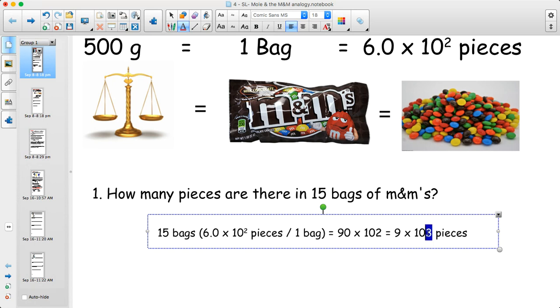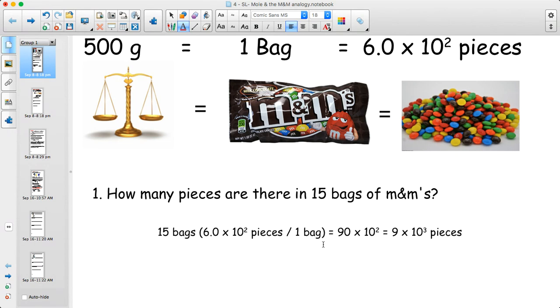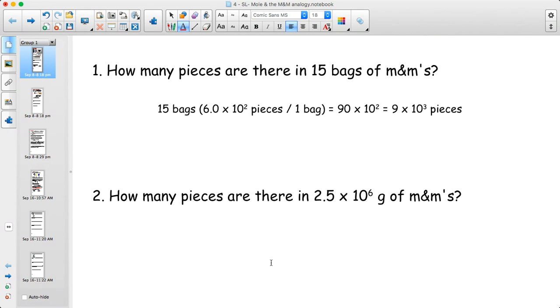Right, so this involves a little bit of scientific notation, but it should be pretty simple multiplication and division. Okay. All right. Now a slightly more complicated question that involves two steps. How many pieces are there in 2.5 times 10 to the 6th grams, or 2.5 million grams?